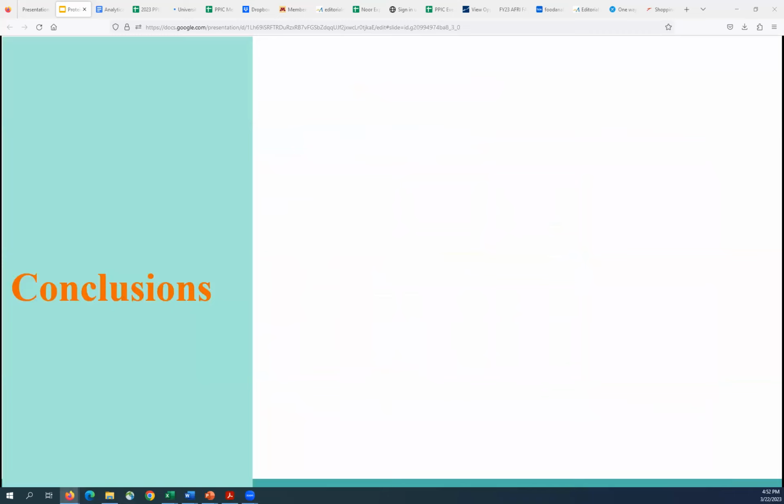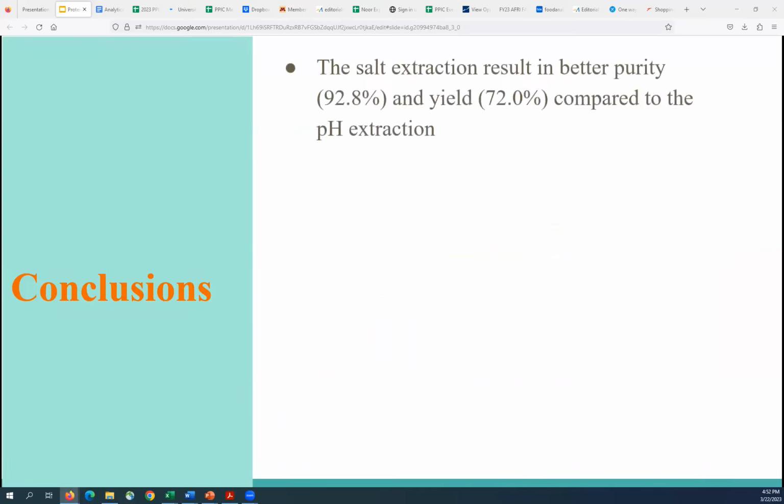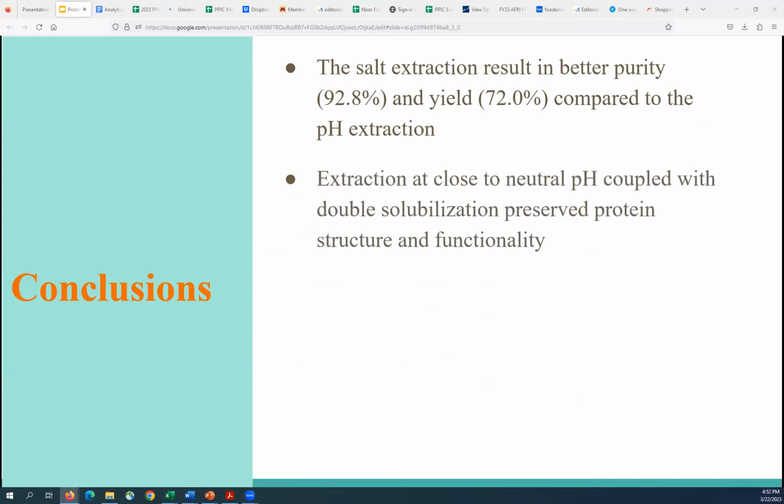Okay. So our conclusions. As you can see from the comparison of the results for the salt extract to the pH, the salt did have a better yield, with a purity of 92.8% and a yield of 72.0%.